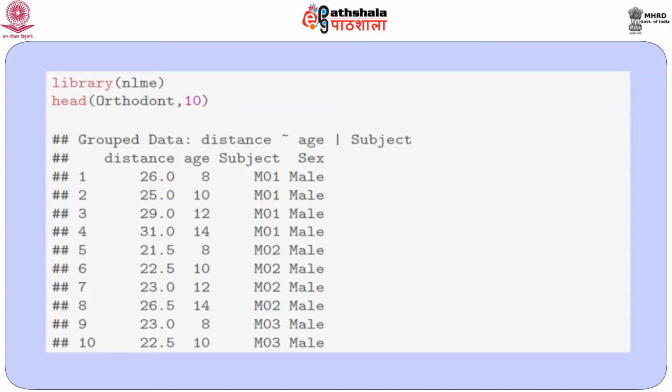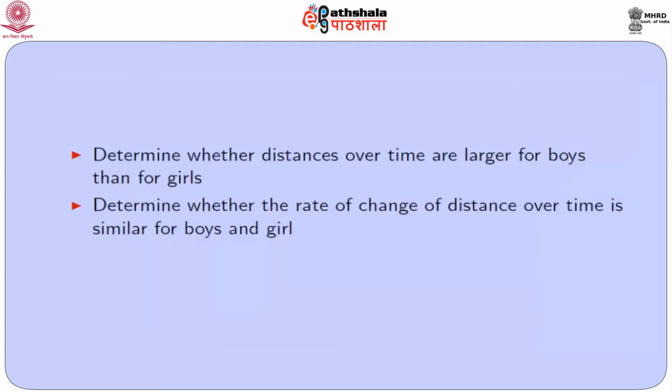Now, what was the goal of the analysis? The goal was twofold. First was to determine whether distance over time is larger for boys than girls, and then to see whether the rate of change of distance over time is similar for boys and girls.